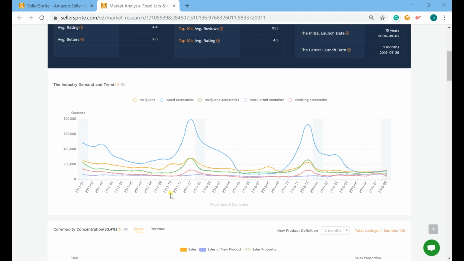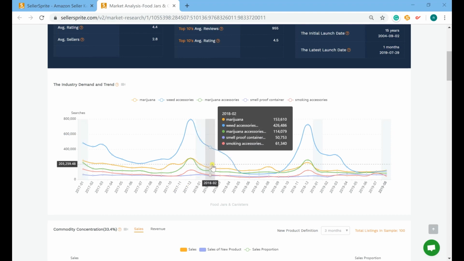The reason why the search volume in September and December is higher than usual is that Amazon holds holiday promotions in that period each year. We can draw the conclusion that the demand for this market is high and does not have seasonality. You can view detailed search data by placing the mouse on the chart.